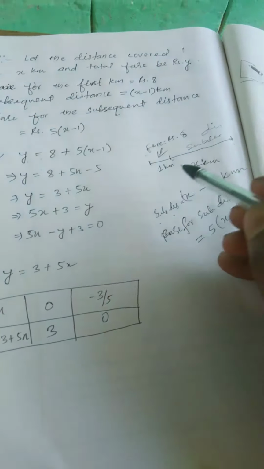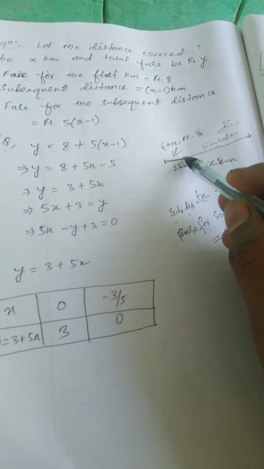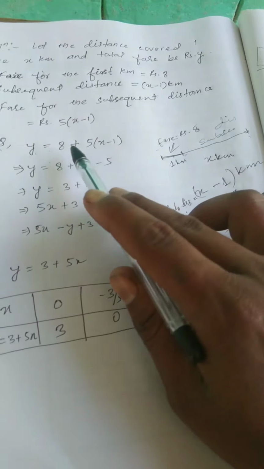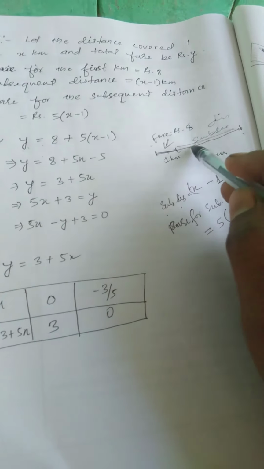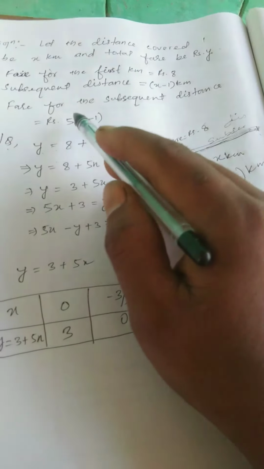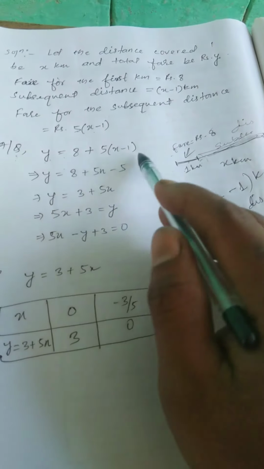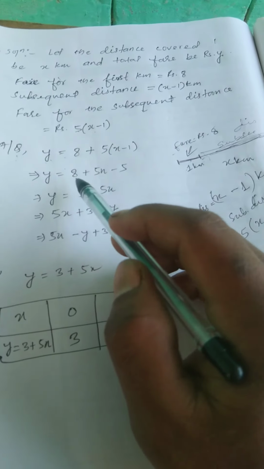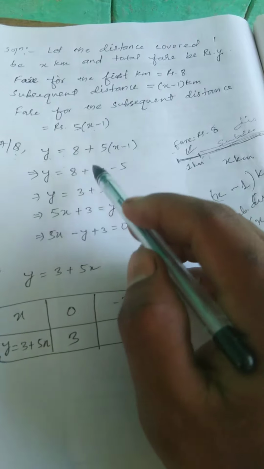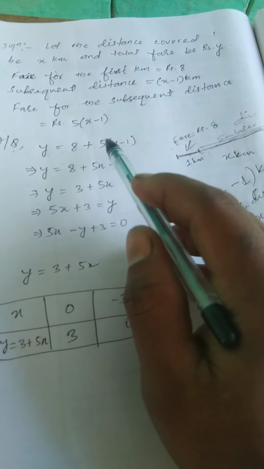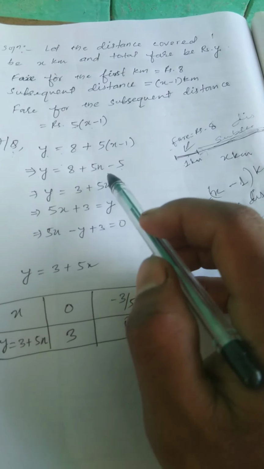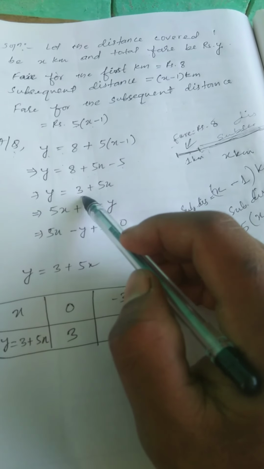y equals, for this distance the fare is how much? ₹8. And for the subsequent distance, what is the fare? 5 into x minus 1. So together, the total is 8 plus 5x minus 5 into 1, which is 5. So 8 minus 5 is 3.